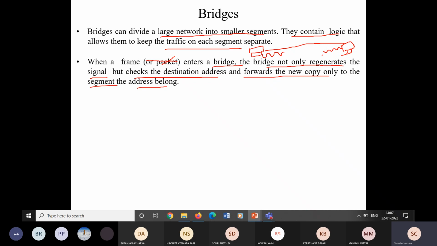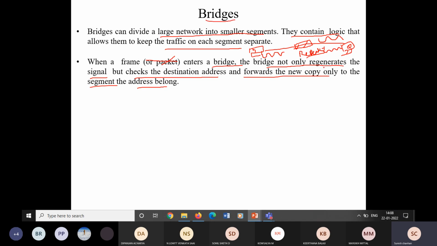In order to increase the amplitude, or in order to sustain the information which was sent by the source S to the destination D, we usually use repeaters, correct? So what it does, it will just repeat the bits, right? Whatever the bits were there here, it will repeat them, or regenerate the original signal, then send it to the destination. The same functions are carried out in the bridges as well.